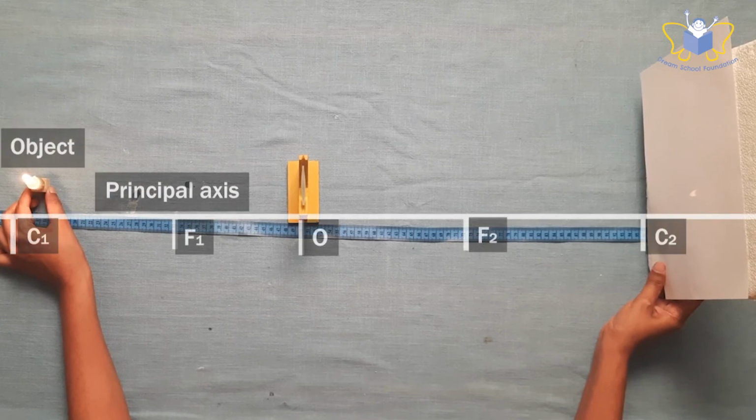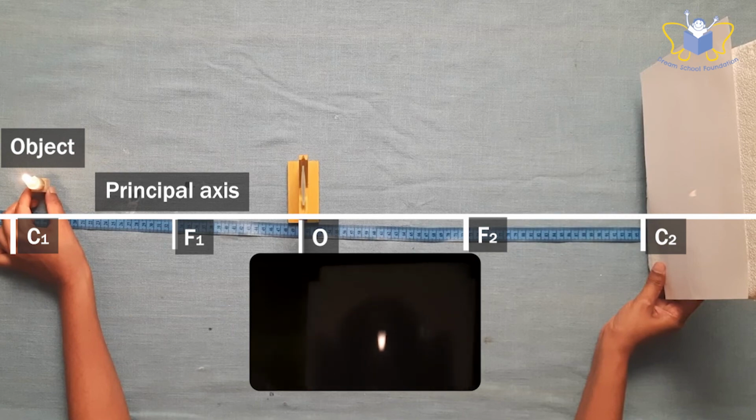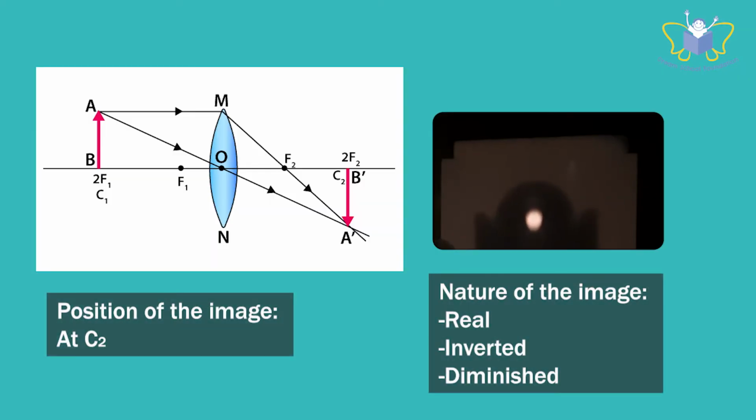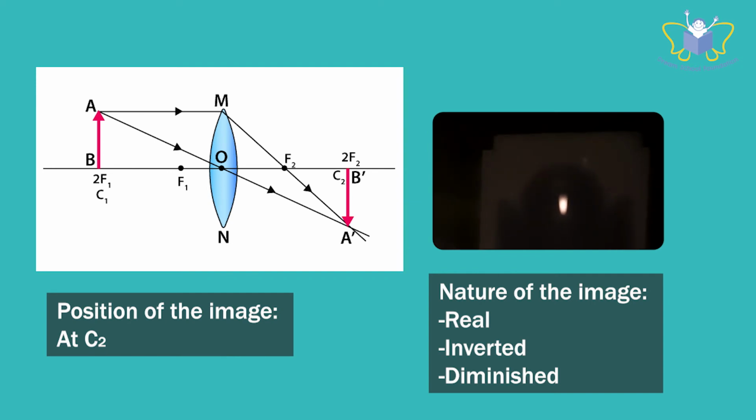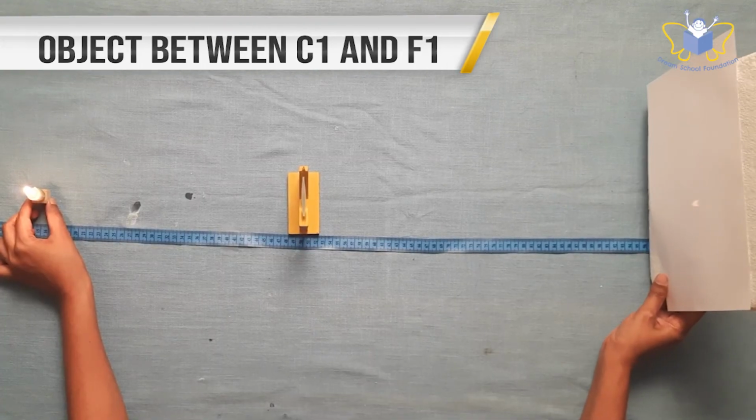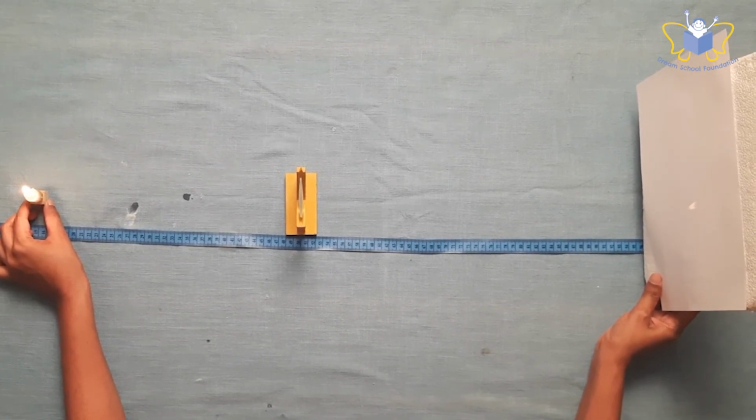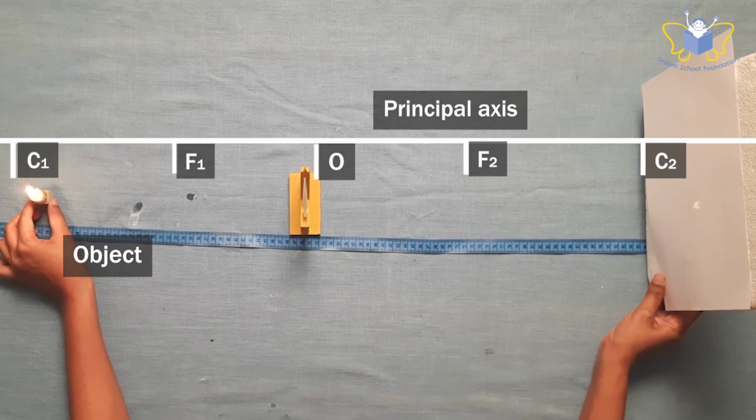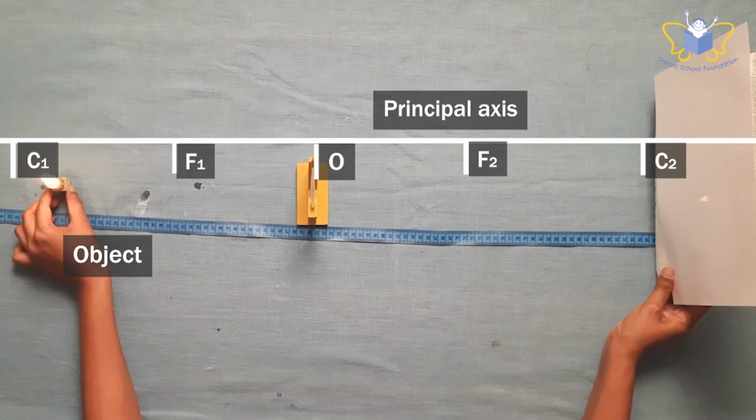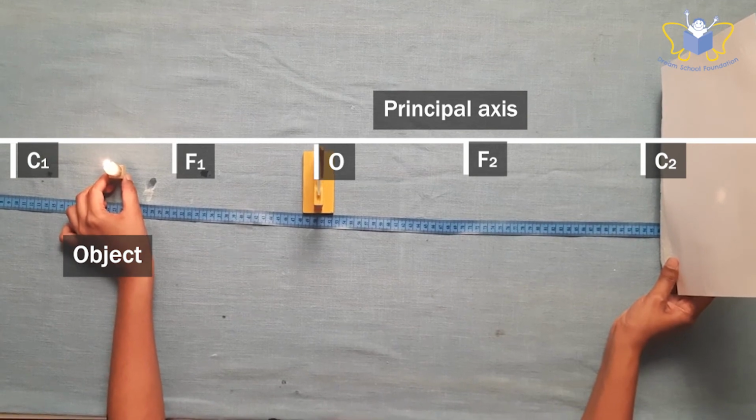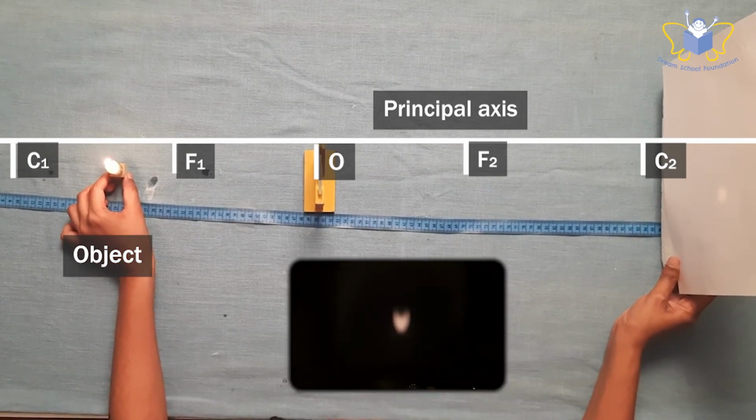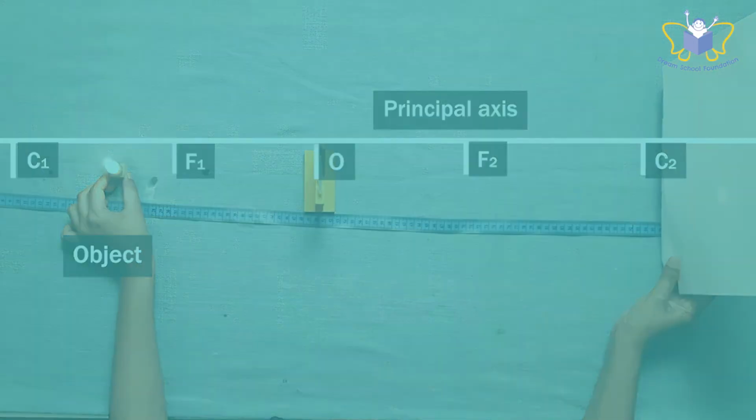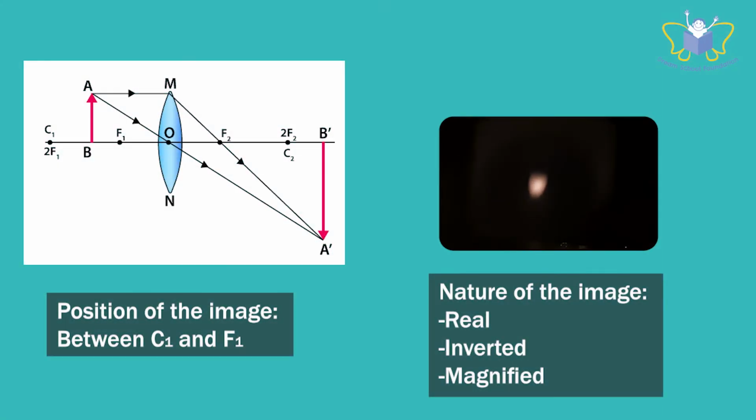When the object is at c1, the image is formed at c2. The image formed for an object at c1 is exactly the same size as the object. It is real and inverted. When the object is placed between C1 and F1, you can see that the image is formed beyond C2. The image formed for an object placed between f1 and c1 is magnified, real, and inverted.